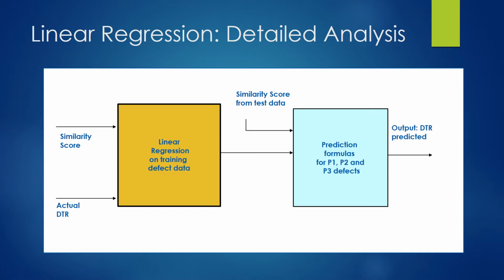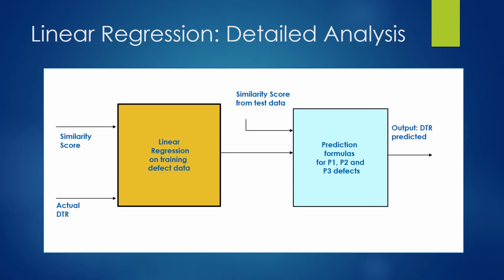P-value determines how significant a role a given factor plays in prediction. RMSE is the root mean squared error between observed and predicted values. Lower RMSE values are desirable for accurate prediction. The nature of correlation is either positive or negative. We observe that cosine similarity between defect summaries is the most significant factor for predicting DTR.